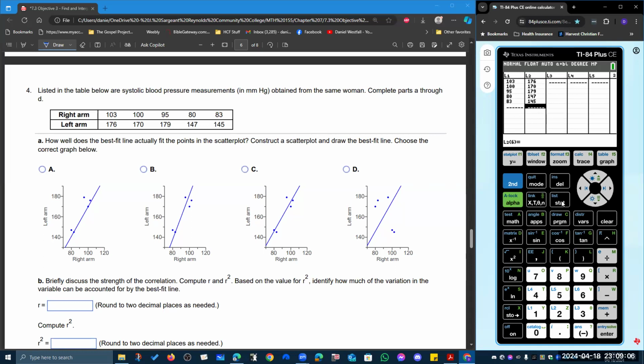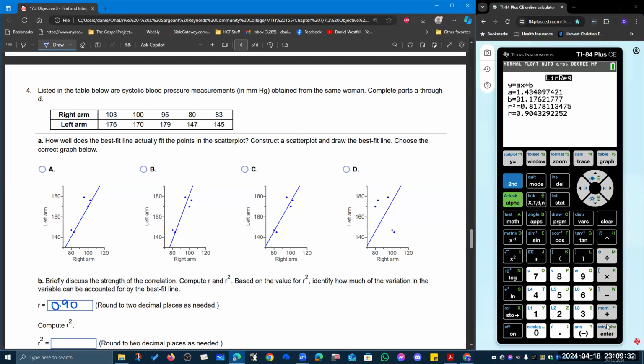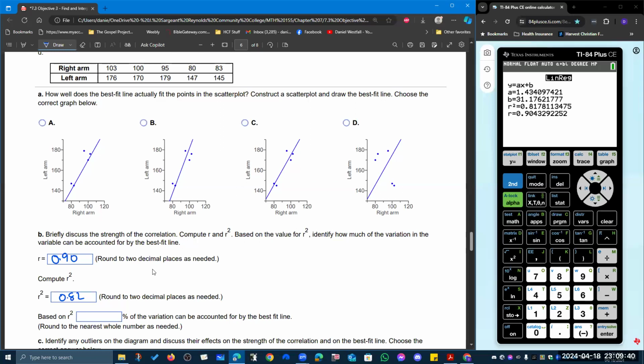We're going to run the model with the data that we have. So stat, calc, vars, y-vars function y1 there. And we're going to get an R value of 0.90 and an R squared value of 0.82. And this is going to be 82%. Not a bad number. Let's go ahead and look at our window here.